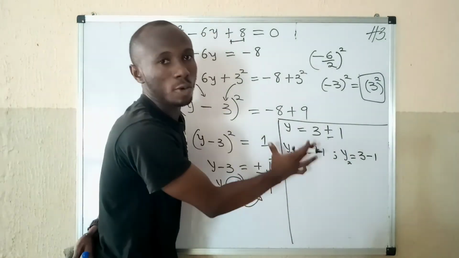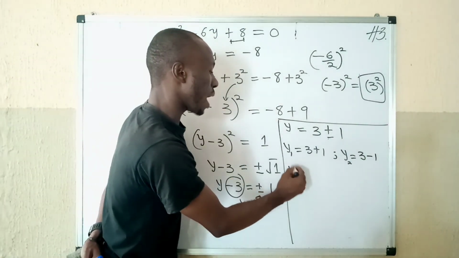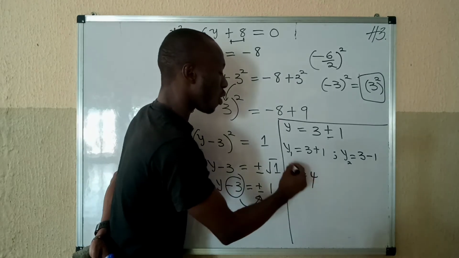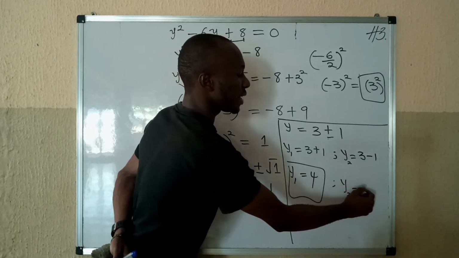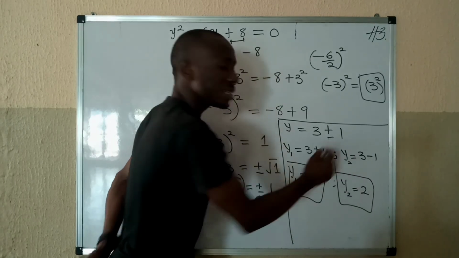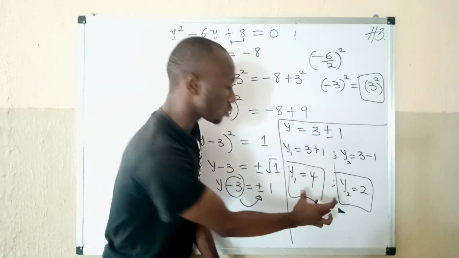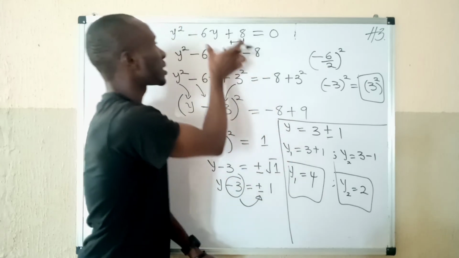So let's simplify y1 and y2 separately. We have y1 is simply 4. And y2 is simply 2. So these are simply the roots of the quadratic equation.